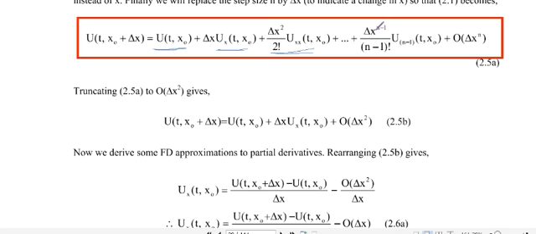u subindex n-1 means the (n-1)th derivative of u with respect to x, and that is the nth term of the Taylor series, and the truncation error is O of delta x^n.